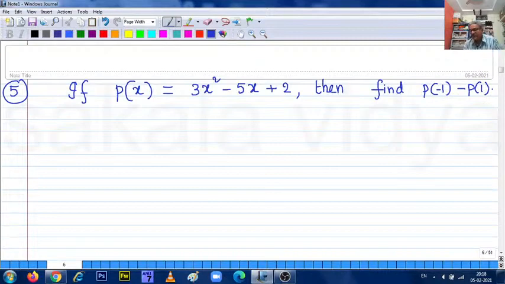All of you try to concentrate here. Okay, are you there, all of you? Once again say yes or no. P of x equals 3x square minus 5x plus 2. Then find p of minus 1 minus p of 1. So what is the plan here?